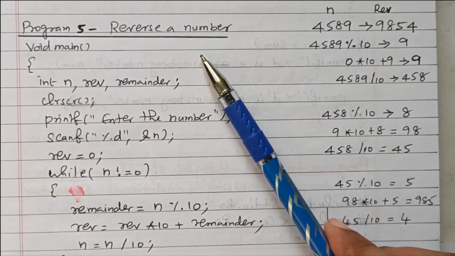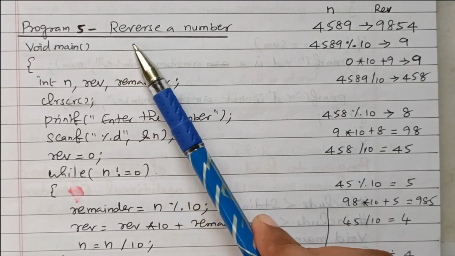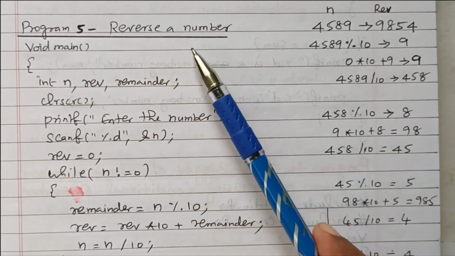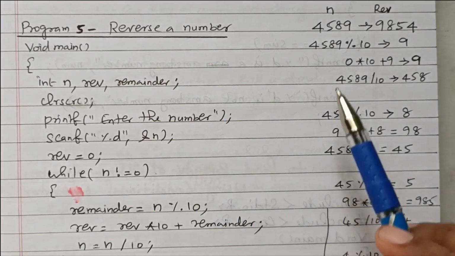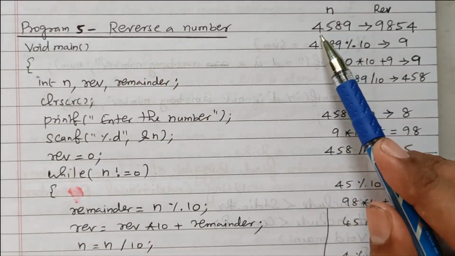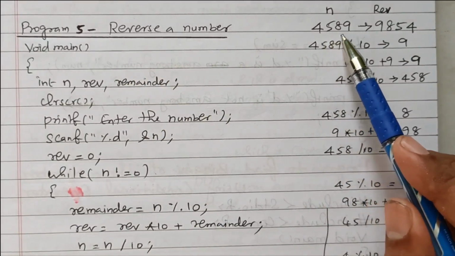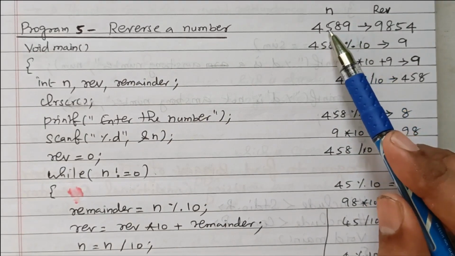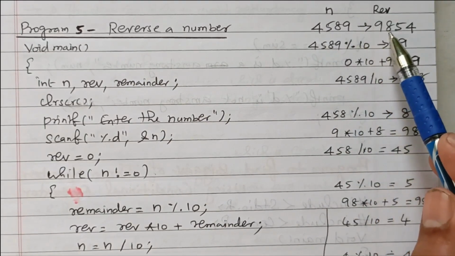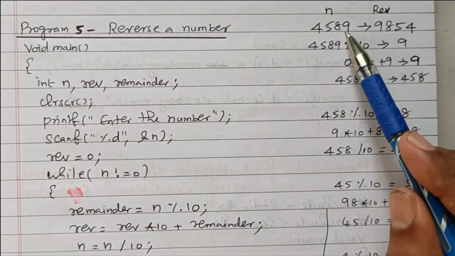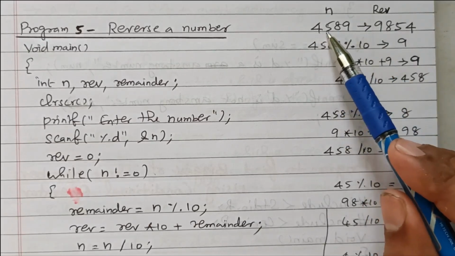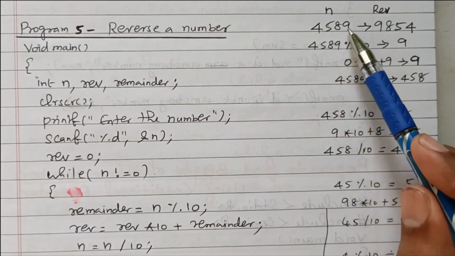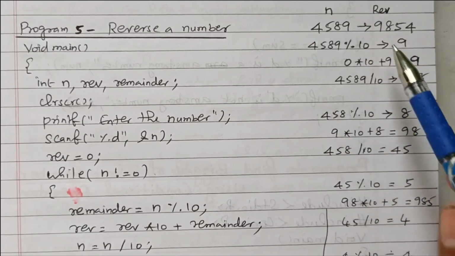Now we'll go to the topic. Program to reverse a given number using the C programming language. Let us consider the number n equal to 4589. We have to reverse the digits, that is 9854. We have to reverse the entire digit. Right? 4589 goes in reverse order as 9854. Right? We have to reverse.